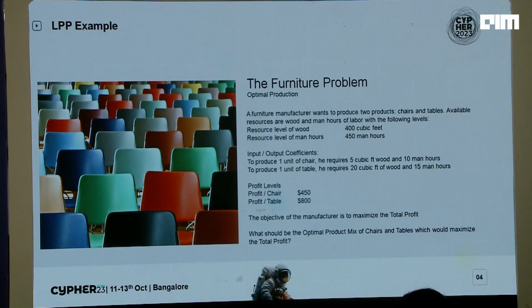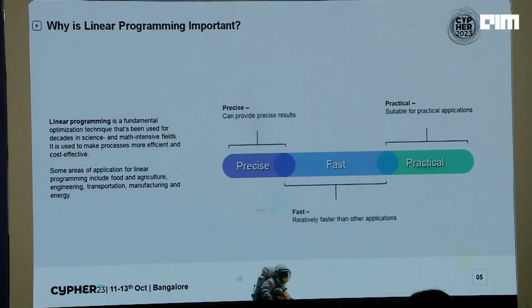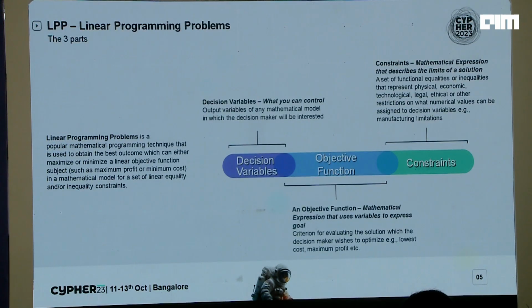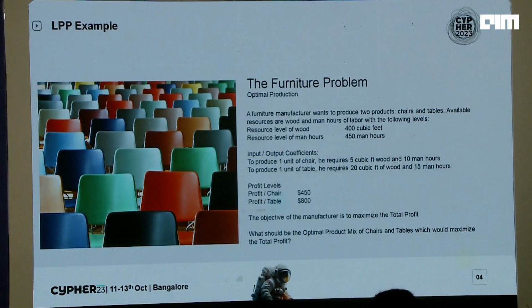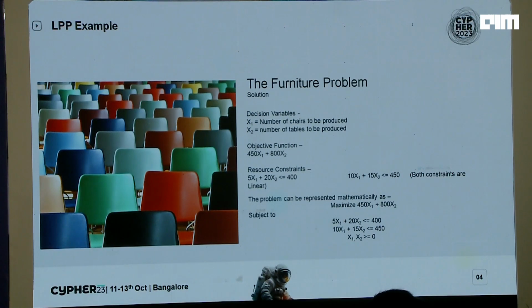Firstly, let's go back and see the three pieces that we had: decision variables, objective function, and constraints. So we are going to frame these three. Let's start with the decision variables. For the decision variables, we have considered x1 number of chairs and x2 number of tables. So the objective function obviously becomes 450x1 plus 800x2.